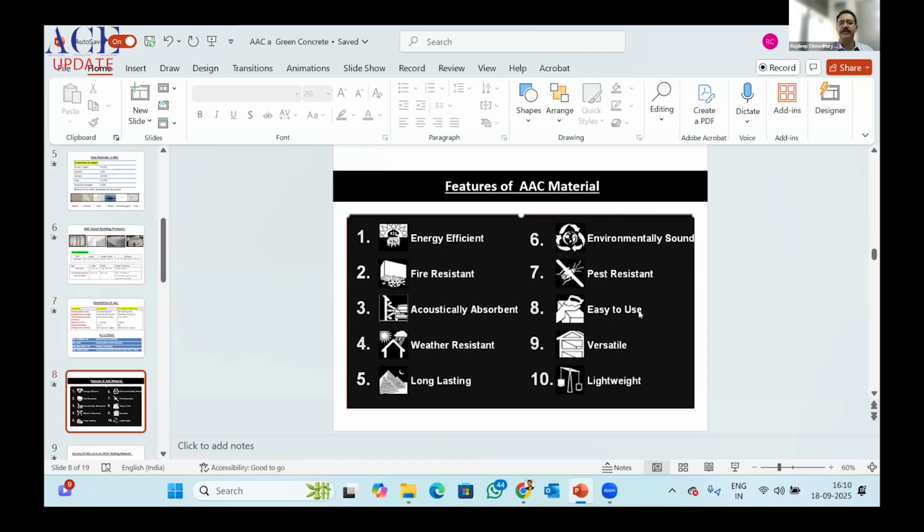So what is the feature of this unique material? Yes, it is energy efficient, it is fire resistant, it is an acoustically absorbent material, it has weather resistance, it is a very long lasting and durable product, it is environmentally sound, pest resistant, easy to use, versatile, and lightweight. So no other building material or walling material, I should say, has such a wide range of features and benefits for any product. That's the uniqueness of the material.